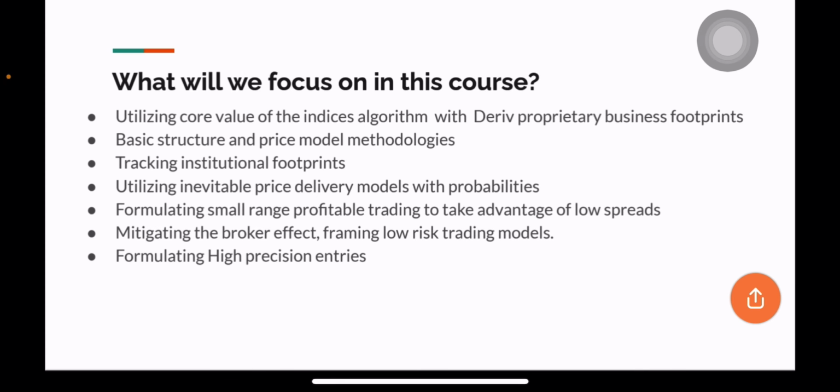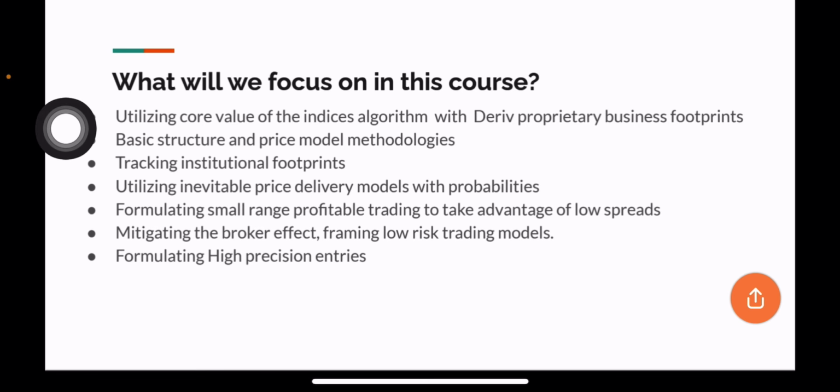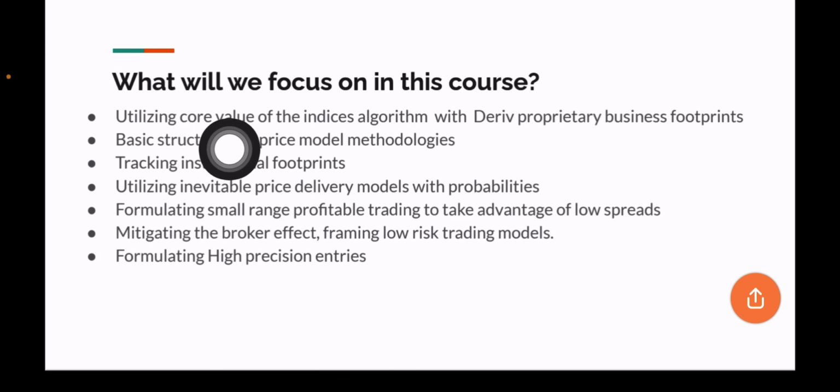Yes, this is a mentorship course, and this is what we will focus on in this course. We'll focus on how to utilize the core values of these indices' algorithm with Deriv's proprietary business footprint. The core value of this price delivery model, let's say Boom, is spike, to spike up. So how will we utilize this core value and infuse it with the business footprint executed by Deriv? That is something we'll focus on in this course.